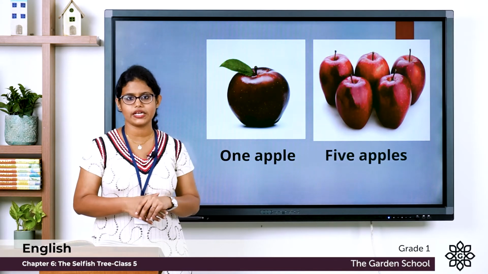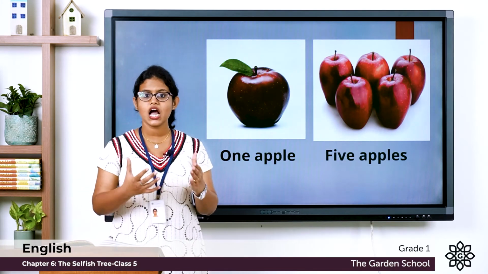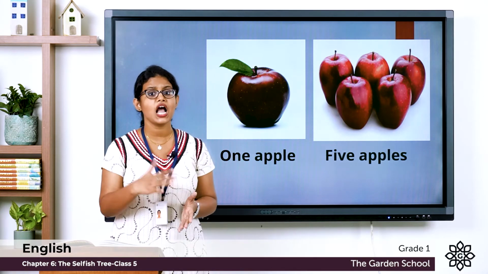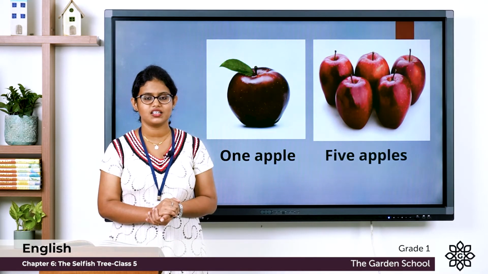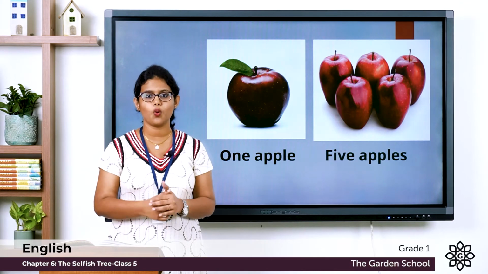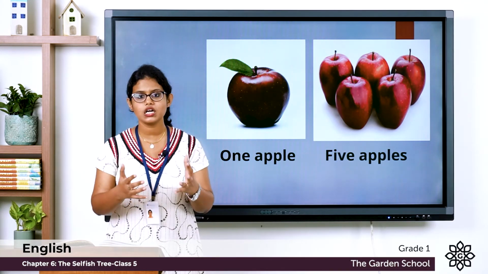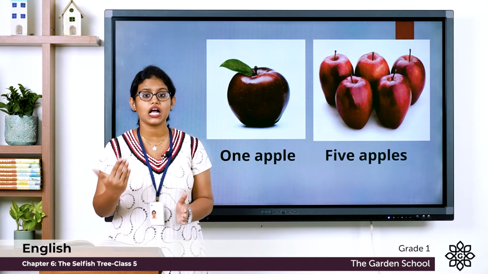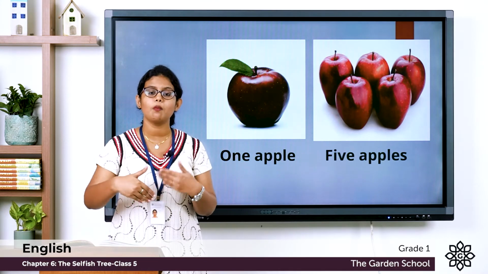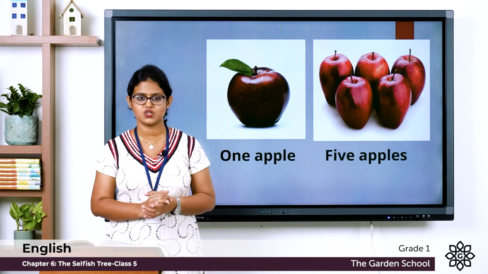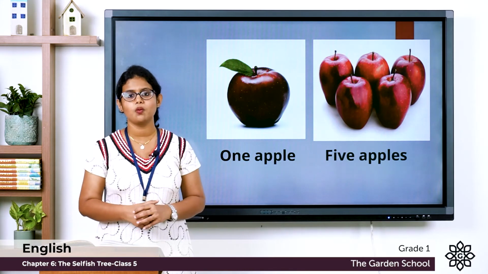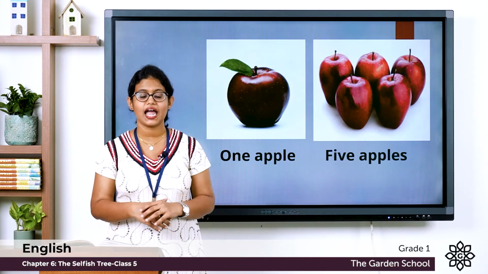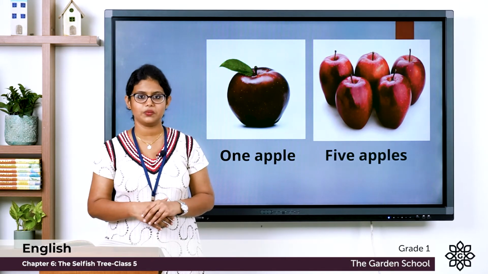So there are many more examples, like house. It means just 1. If I say houses, it means more than 1. What about cup? It means just 1 cup. And if I say cups, it means more than 1 cup. So, when we have more than one thing, we add S at the end of the naming word.